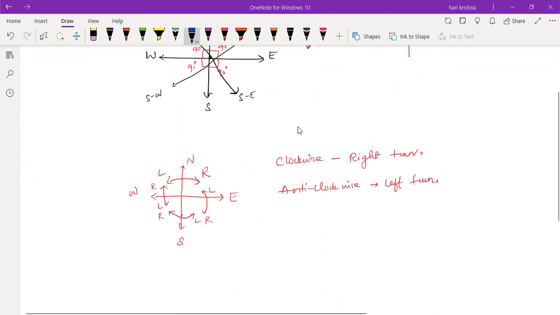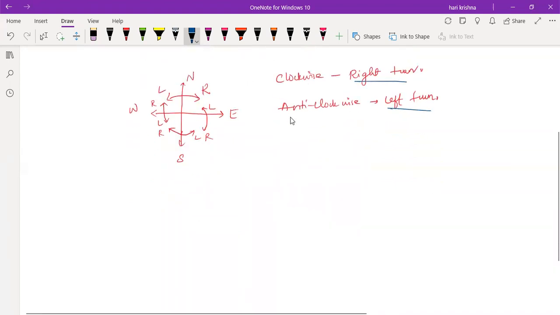Yes, sir. So if you take the clockwise now from any direction, if you take the right turn, that's a clockwise. And if you take the anti-clockwise direction, there is always will be left turn for any direction. Okay.